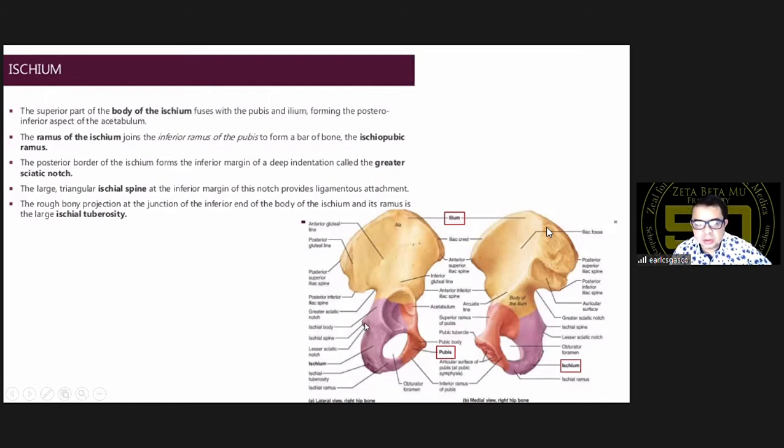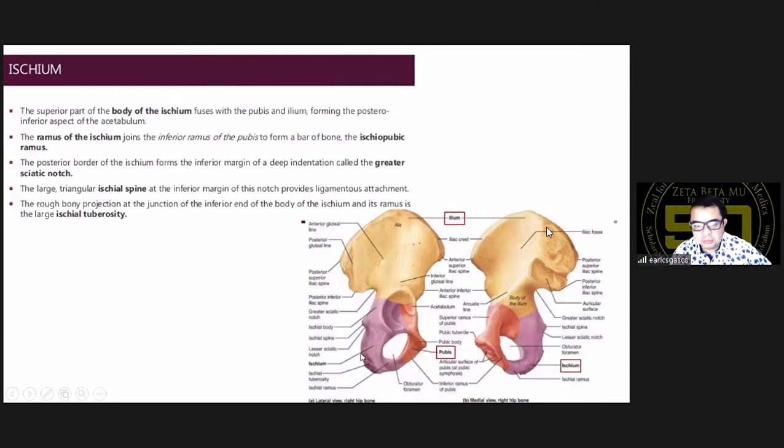This is the large triangular ischial spine, which provides ligamentous attachment. We also have a rough bony projection at the junction of the inferior end of the body of the ischium and its ramus. It is called the ischial tuberosity. Okay, this is your ischial tuberosity.